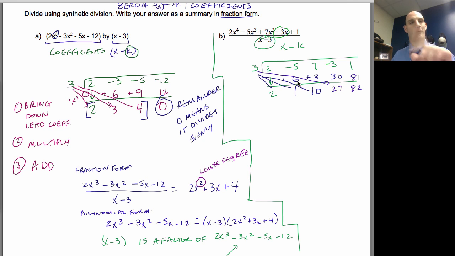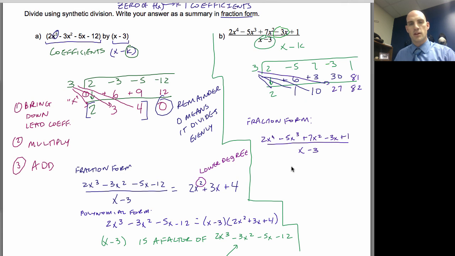Well, if you're uncomfortable with that answer, you could go back and check. We're going to talk in a minute about what we could do to actually do it a different way and check. But let's just write out our answer in fraction form. Okie doke. Here we go. Fraction form. 2x to the fourth minus 5x cubed plus 7x squared minus 3x plus 1 over x minus 3 equals, here we go. Whew.